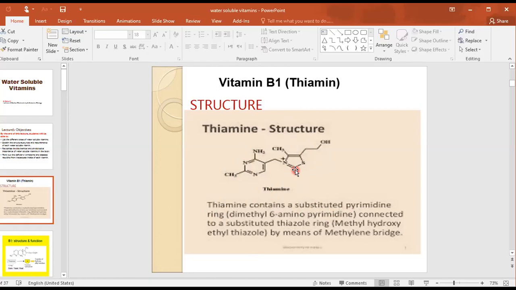cytosine and thiamine, of DNA and RNA, the pyrimidine ring. So it's formed from a pyrimidine ring connected to a thiazole or methyl hydroxy thiazole. This is the thiazole, so it's like a pyrimidine ring connected to a thiazole ring with a methylene bridge. Of course, you don't have to study each of these details, but you should know that it's formed from a pyrimidine ring connected to a thiazole ring, just like that.